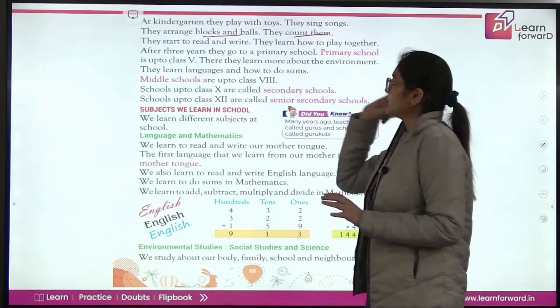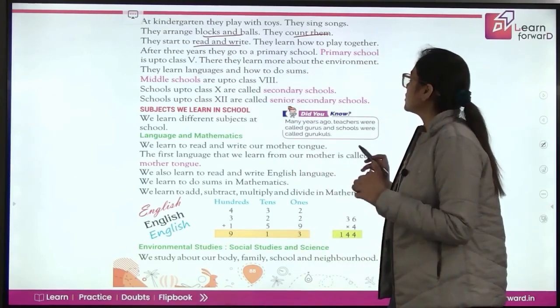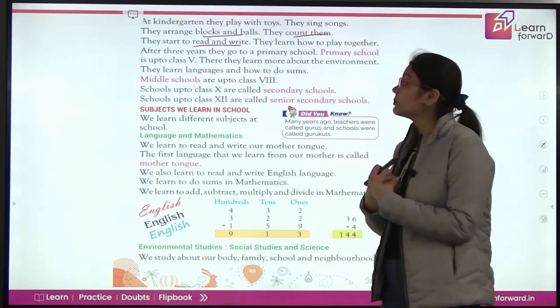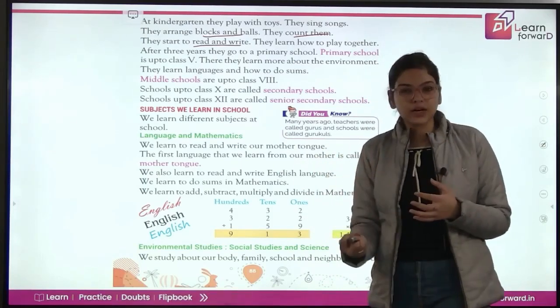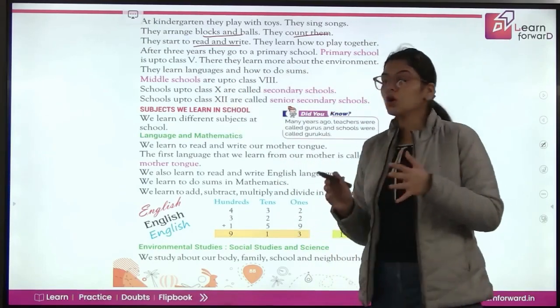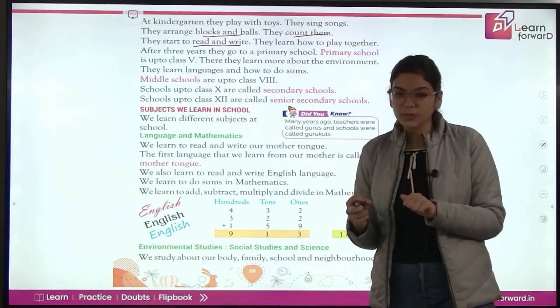They start to read and write. और kindergarten में a child starts to read and write. They learn how to play together. थोड़ा एक ग्रुप में रहना, ग्रुप में खेलना, ग्रुप में बैठना. A child learns to do that in kindergarten only. After 3 years they go to primary school. और उसके 3 years बाद where a child goes after kindergarten, he goes to the primary school.